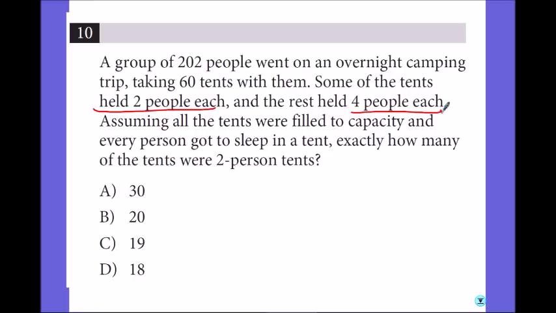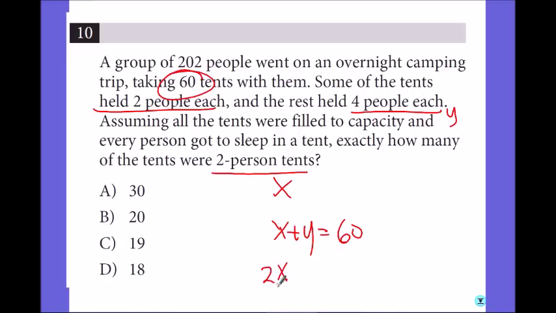Okay, so let's see. If you say the 2-person tents are X, and the 4-person tents are Y. X plus Y, there were a total of 60 tents, right? And 2 times X, 2-person tents, plus 4 times Y, 4-person tents, that will be the total number of people. So that was 202. Now we're looking for X.